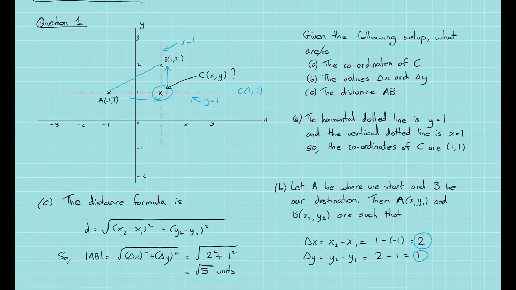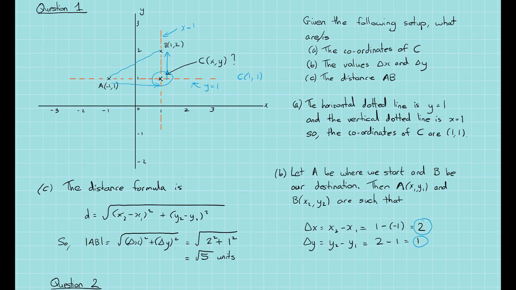We can just directly use these values, delta x and delta y, to calculate the straight line distance between A and B. So as in this formula, we just plug in delta x and delta y to get the square root of 2 squared plus 1 squared, which gave us square root of 5 units. We always write units if we're not given any units by default, whether it's meters or whatever.